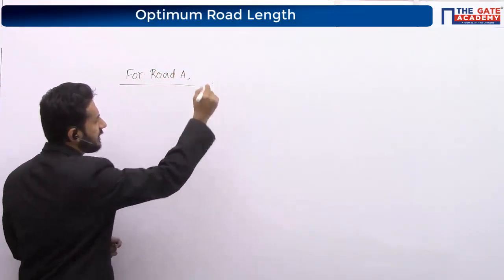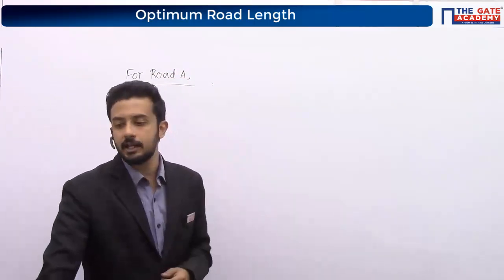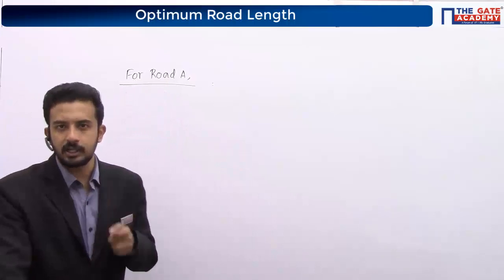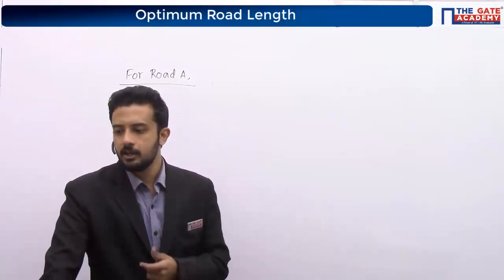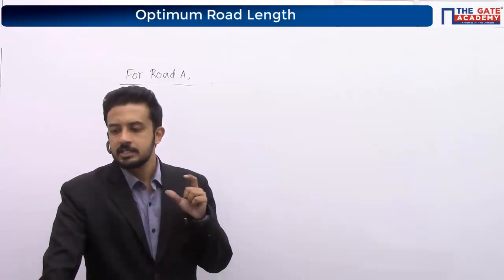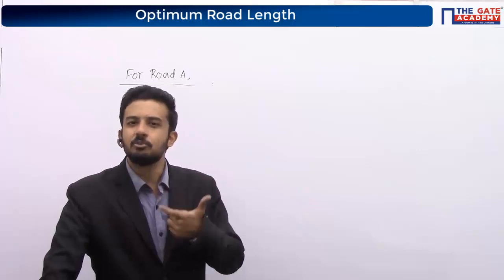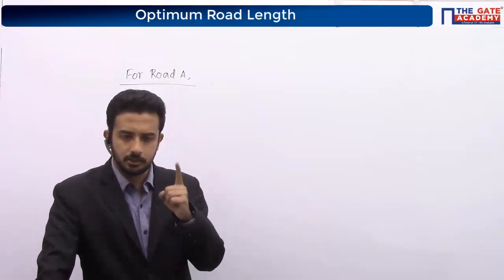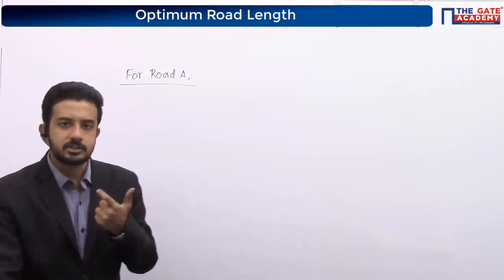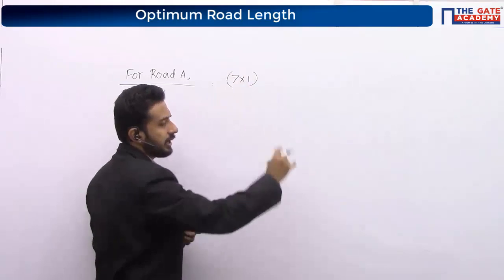How can I find out, for road A, what is the utility per unit length? For each utility or service I have to take, then divide by the total length. What are the services? 7 villages are there with fewer than 1000 people. What is the weightage of those 7 villages? They have told us 1, 2, 3 respectively. So 7 villages have a weightage of 1.